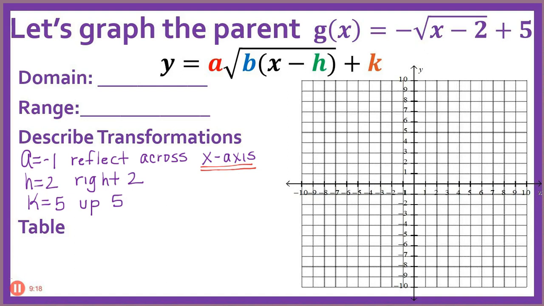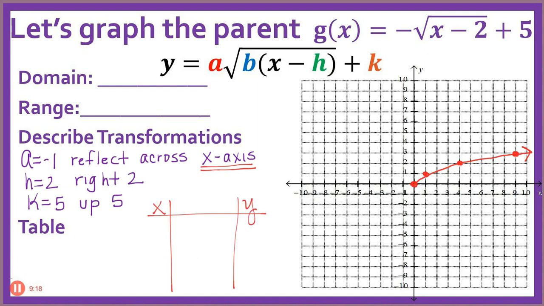So, for comparison purposes, I am going to graph the parent again using that parent table that we began with. 0, 0, 1, 1, 4, 2, and 9, 3. So using that, this is our parent, and we already know how this function is going to be different from the parent: it's going to reflect across the x-axis, move to the right 2 and up 5. So let's put down our parent table.